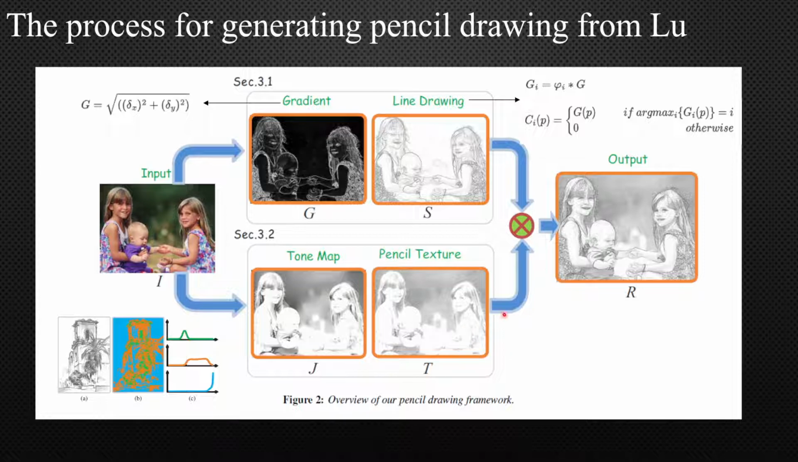And then we need to get the pencil texture from the pencil texture map and tone map. In short, we solve this equation. So we can get the pencil texture. In the end, we combine the pencil stroke and the tone stroke by multiplying the stroke and texture values for each pixel, and we get the output.